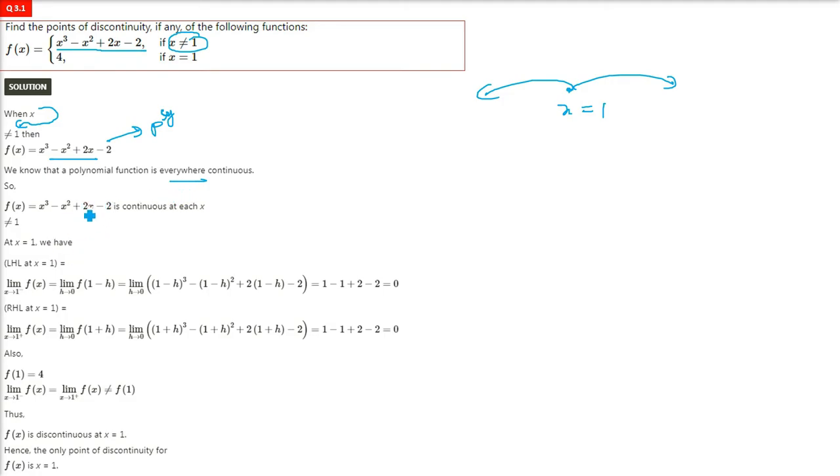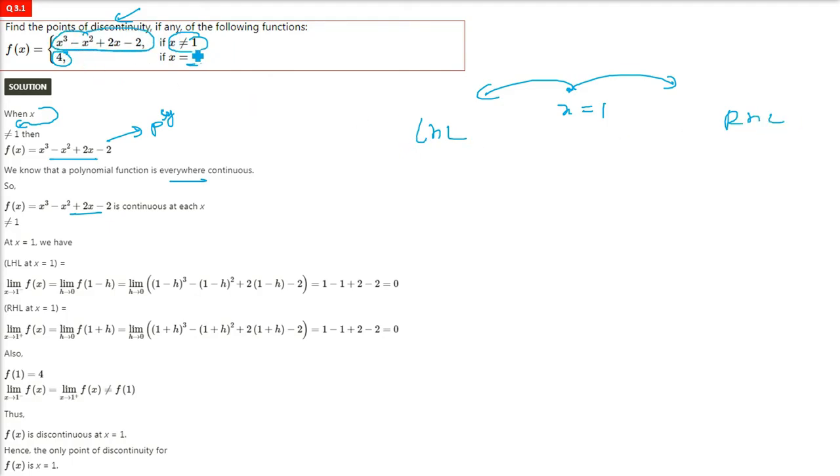It is everywhere continuous. And since the question is that there are two things being given, x not equal to 1 is given, but when x is equal to 1, it is already given that it is 4. So we have to check whether it is also saying the same thing. Because continuity, discontinuity, we have already seen. But when the question is saying that, okay, check it when x equals 1, it is 4, then say whether it is continuous or not. So LHL, RHL will do.